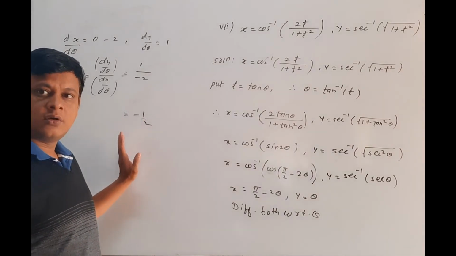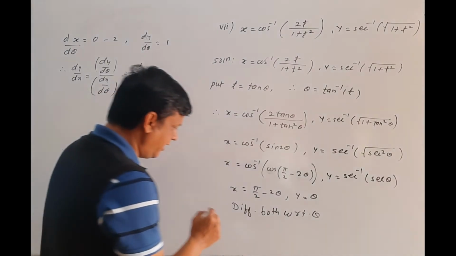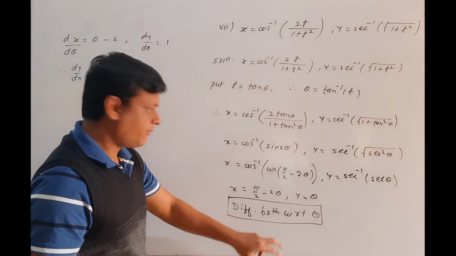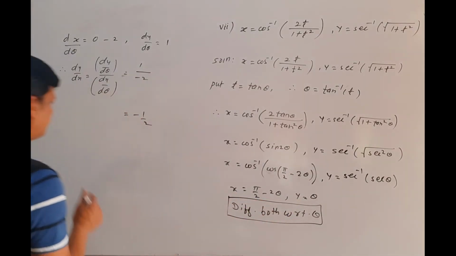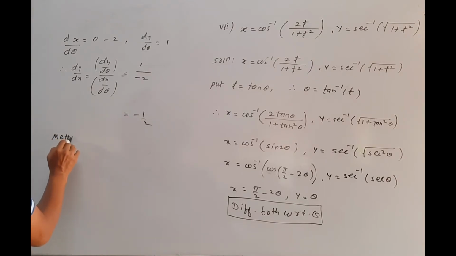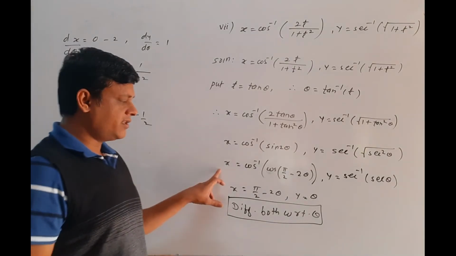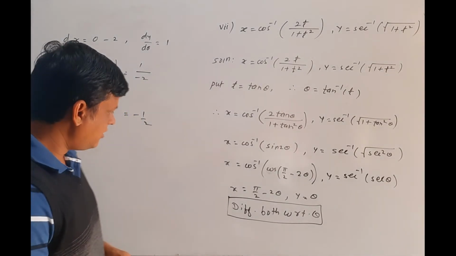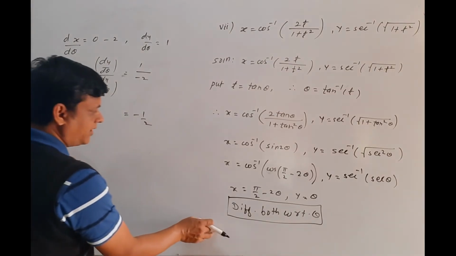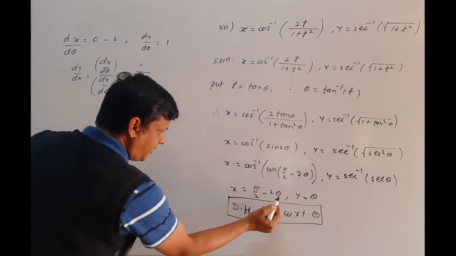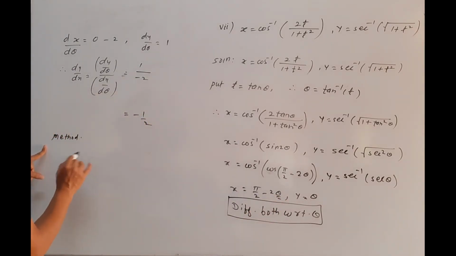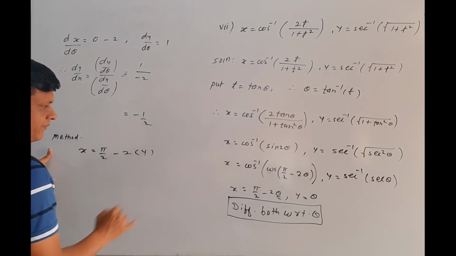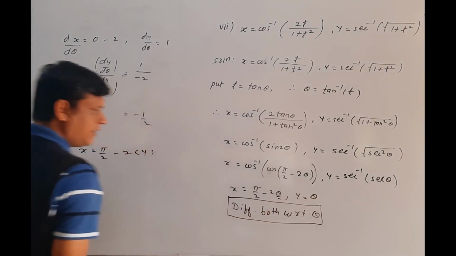This is one method. In a second method, don't differentiate with respect to θ, replace this θ by y. So we write here method second. That means you have to solve up to this level as it is, then next you have to use this second method. So for the second method we replace this θ by y. We write x equals π/2 minus 2y. That means we replace θ by y.